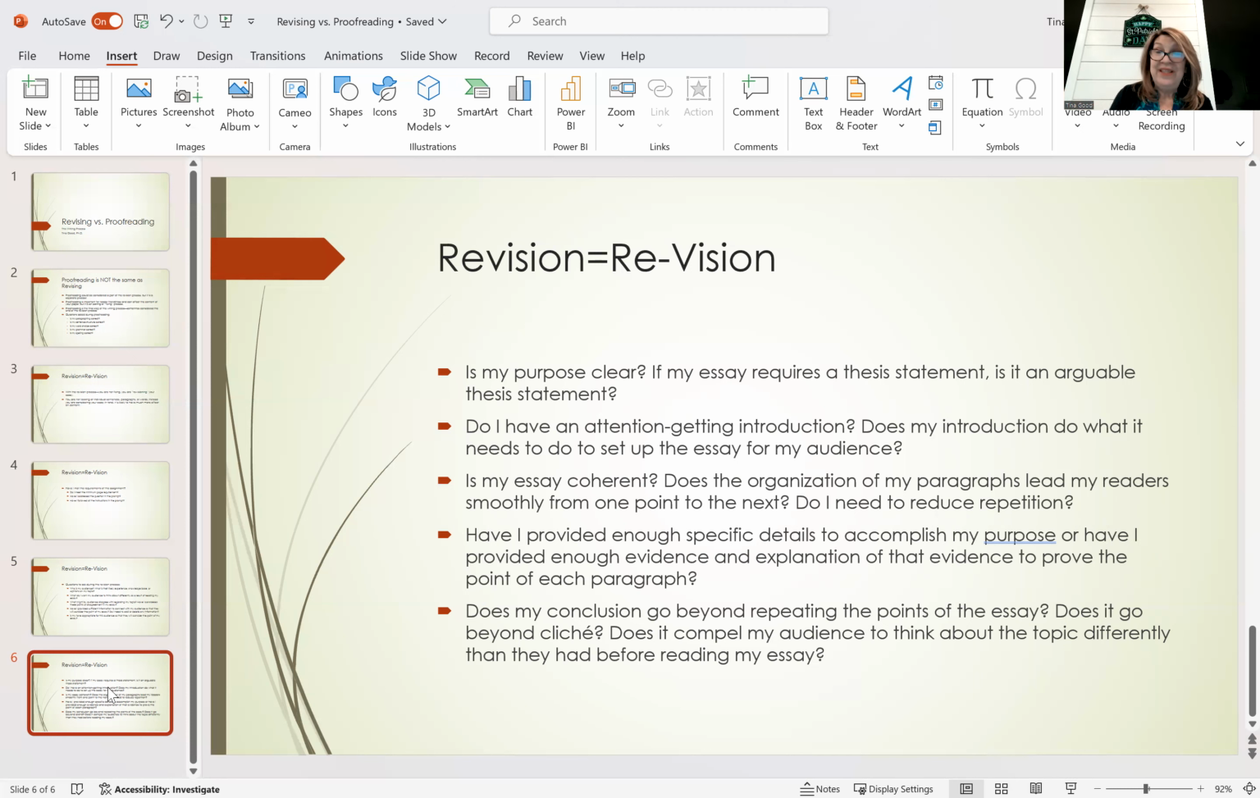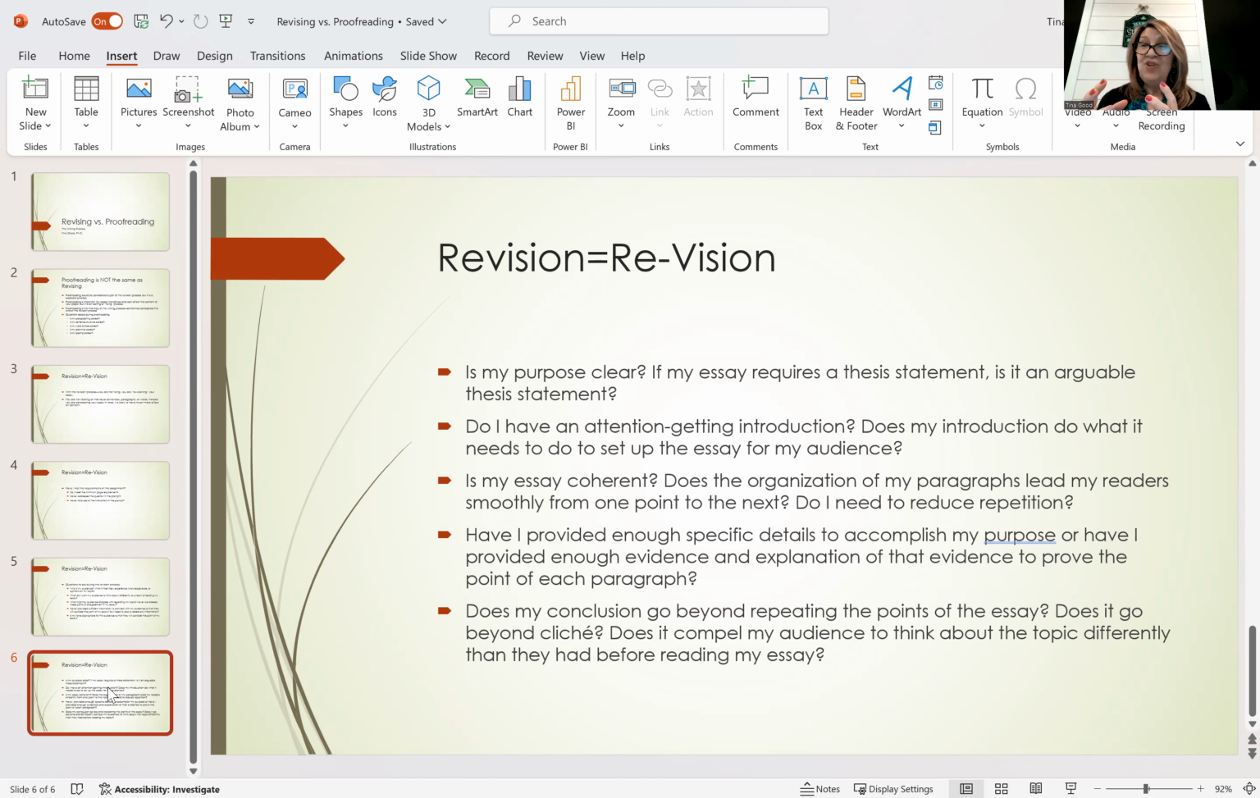Do you set up the topic well enough in your introduction so that your audience is ready for the rest of the essay? Is your essay coherent? And that's a big word, but what it means is, does it flow together, right? Do your paragraphs connect well to each other? And do the paragraphs connect back to your introduction and back to your thesis statement, right? So is everything holding together well because of the connections that you've woven through your essay, usually through your topic sentences?